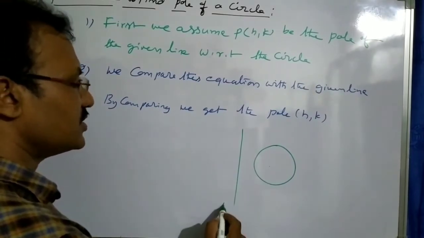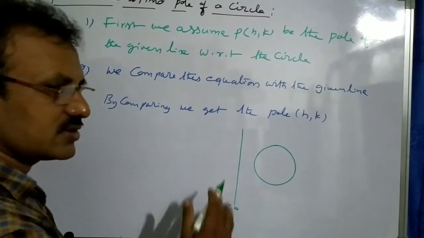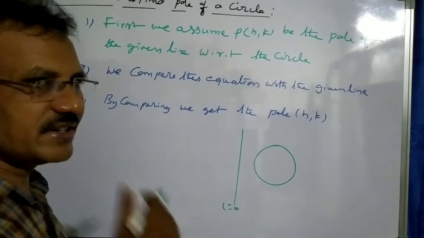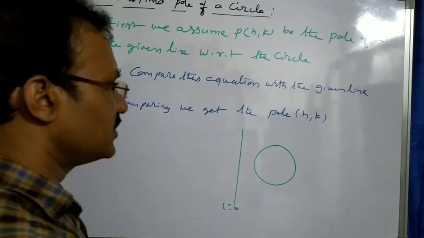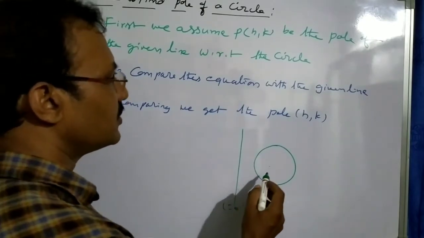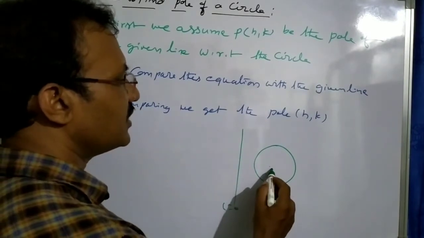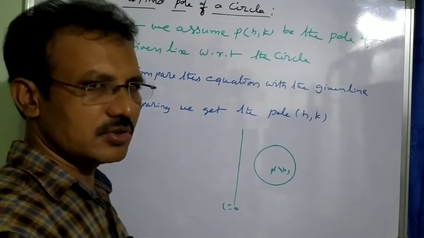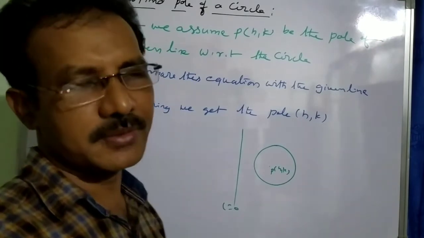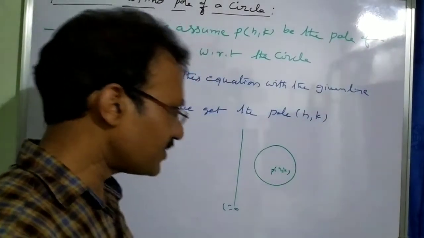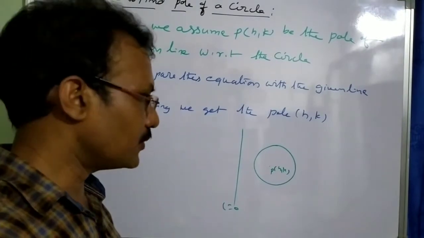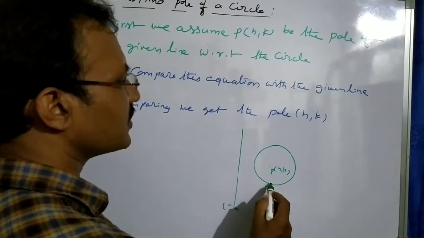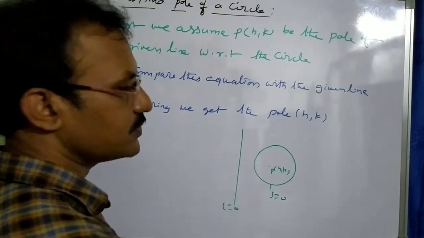When the line L = 0 is exterior to the circle, if it does not intersect the circle, the pole is in the interior of the circle. Suppose you want to find the pole for the given line, let P(h, k) be the pole. Whenever we assume P(h, k) is the pole, then we need to find its polar with respect to the circle S = 0.